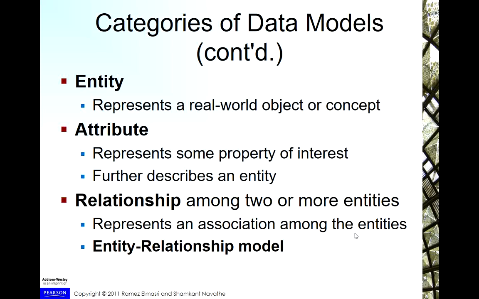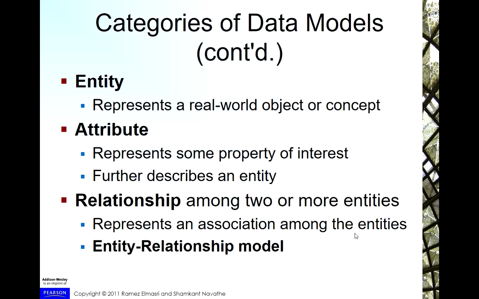An attribute represents some property of interest which describes that entity further. So anything that describes the entity, like a student, for example, which is an entity. What describes the student? A student ID, student name, student phone number, student email address, and student grade, section, course, program, or major. All this information that describes the student is called attributes. We call them attributes.